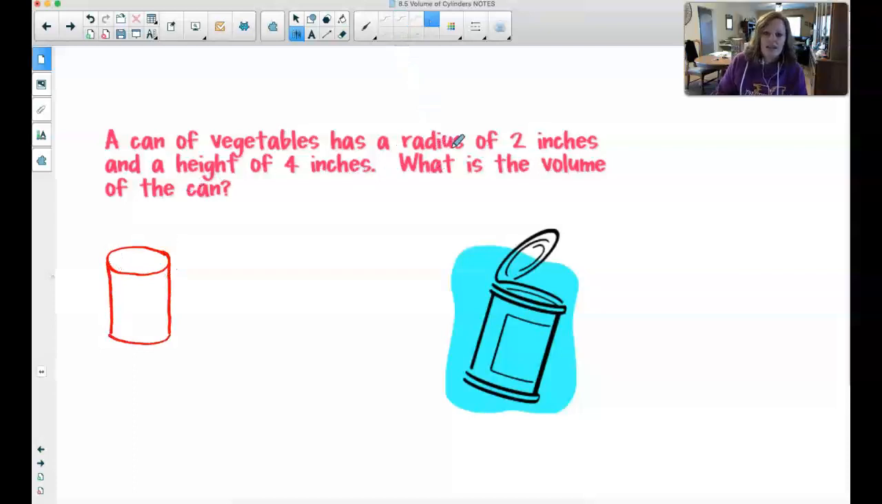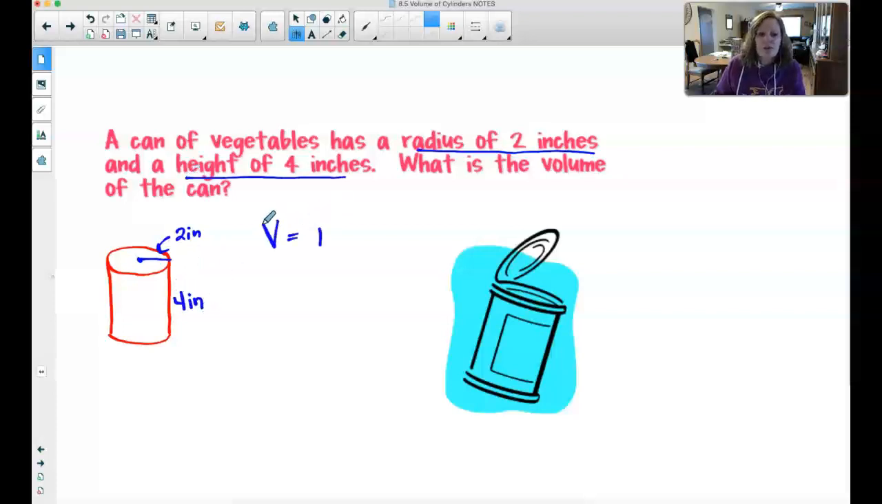Okay, it says that the radius is 2 inches. So I'm going to label that. Right there's our radius, and it's 2 inches. And it has a height of 4 inches. So this distance right here is 4 inches. Now to find the volume, volume equals capital B times H. Okay, the capital B is the area of the base. Remember, the base is the circle. So pi times radius squared.